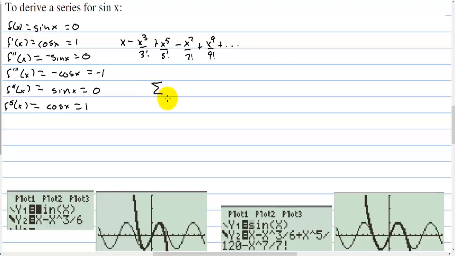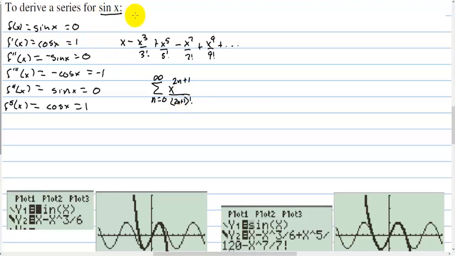So let's do the series. We have n equals 0 to infinity, and we need x to the 1, 3, 5, 7, 9. So that's x to the 2n, and if we plug in 0, we get 0, so then we add 1. And then that's going to be over 2n plus 1 factorial.